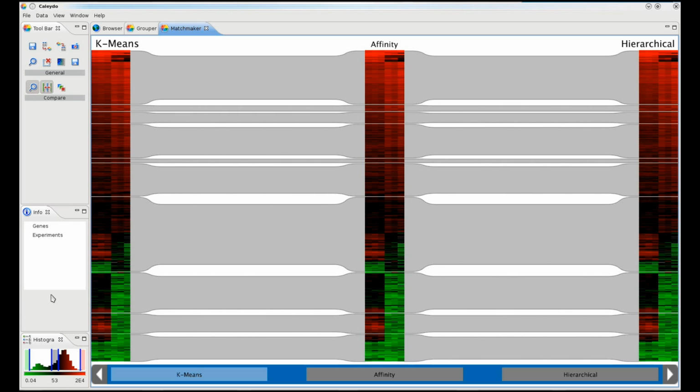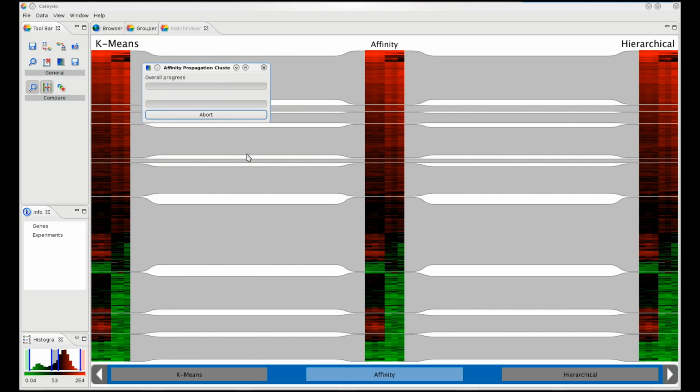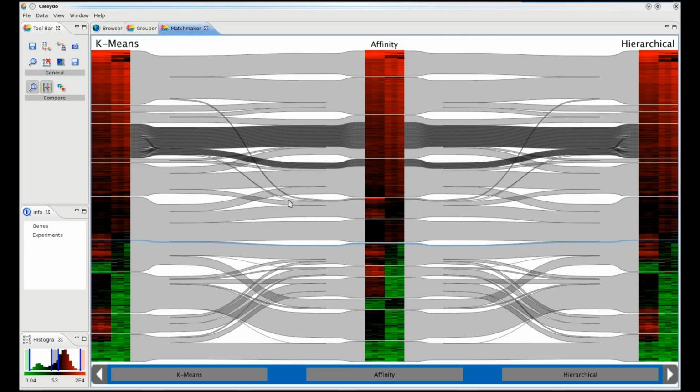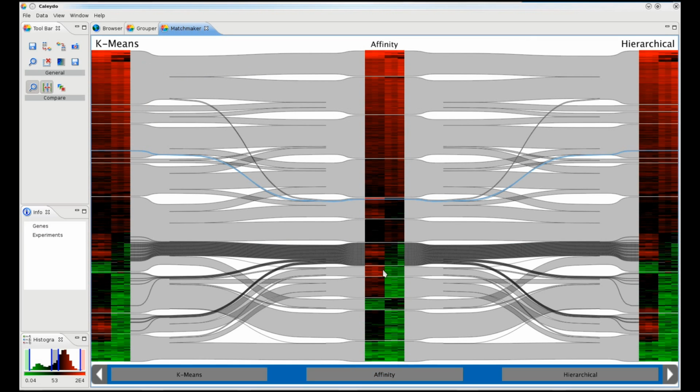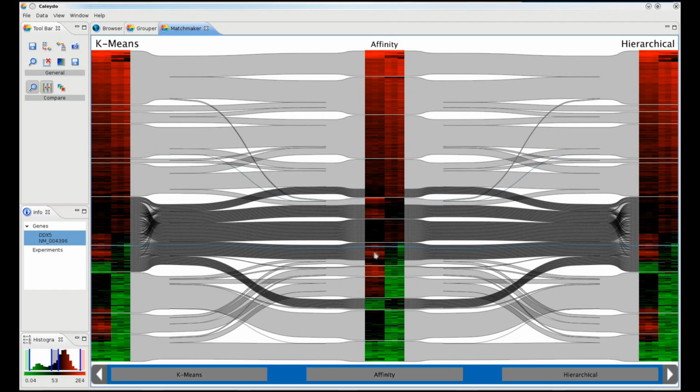For this use case, we've prepared three replicates of the same group. We have clustered all groups with k-means and identical parameters. Now we apply the affinity propagation algorithm to the second group. We notice that the affinity algorithm has produced a better clustering result. For example, this cluster is homogeneous, while its members are spread out over several clusters in k-means.